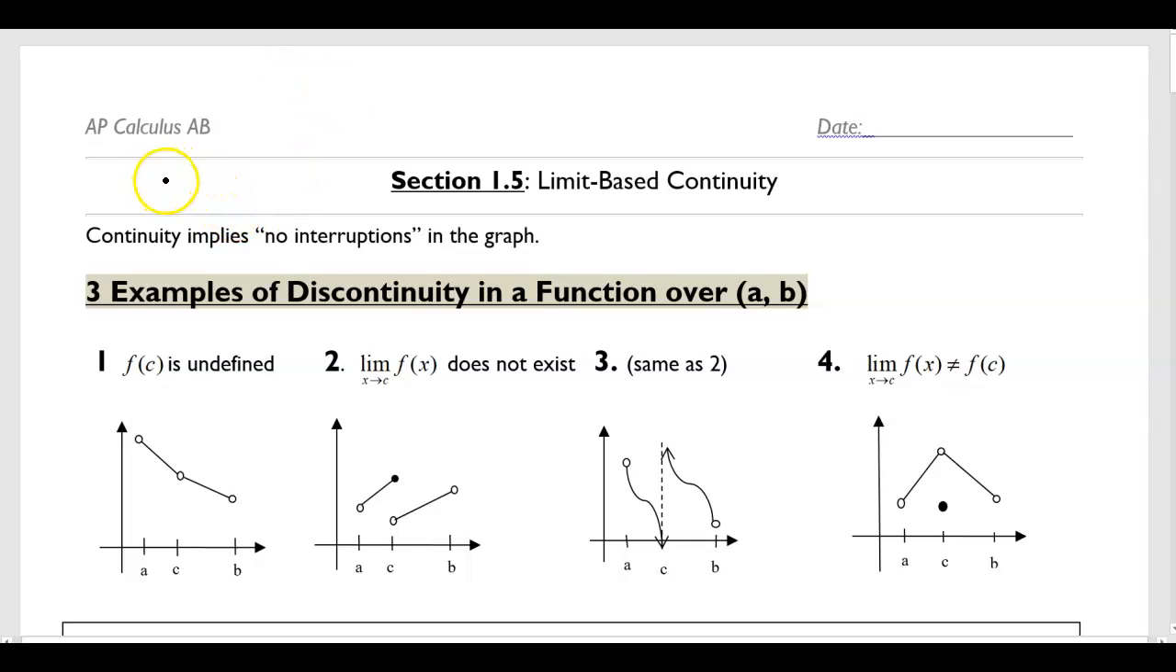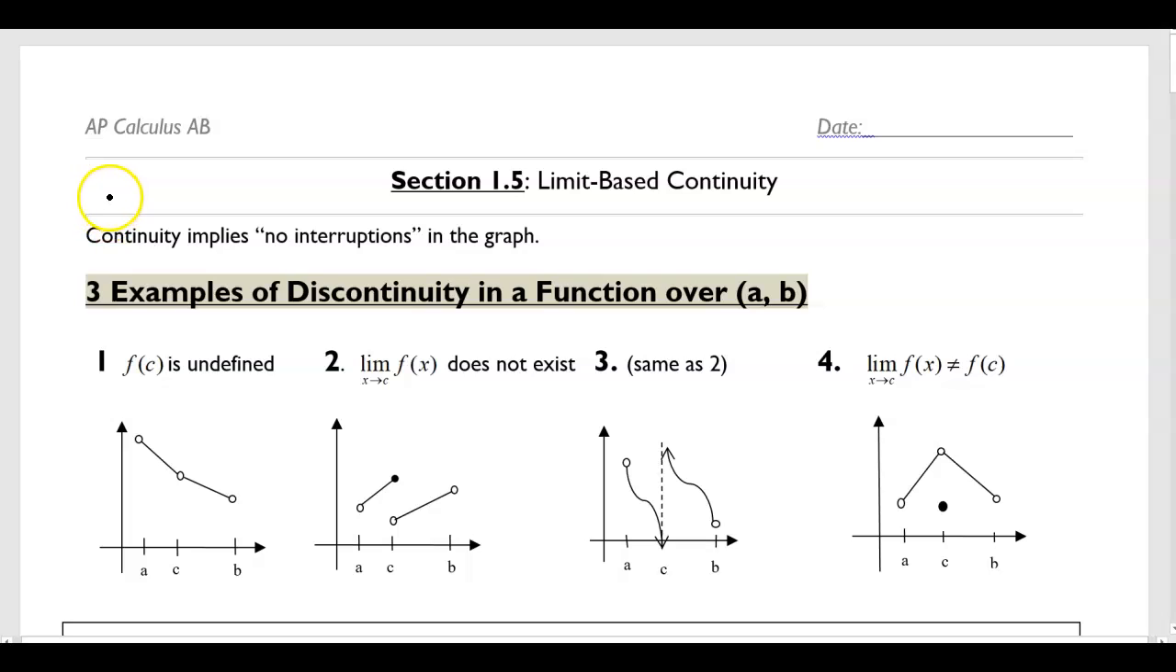In section 1.5, we'll be talking about limit-based continuity. So continuity means that there are no interruptions in the graph. A simpler way to put this maybe is that if a graph is continuous, I could draw the entire graph, like trace over it, without lifting up my pencil.